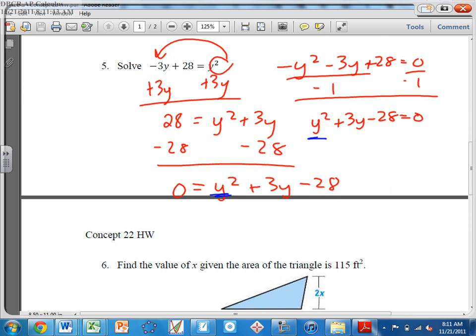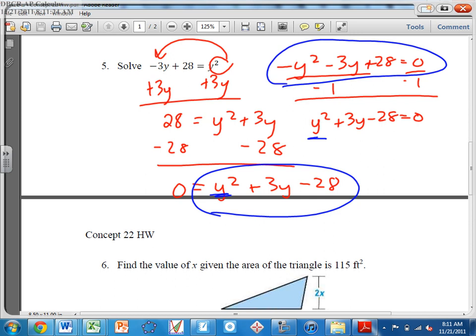You can always use the quadratic formula, absolutely. But you have to be in the correct form. This is standard form. Or this is actually also standard form. It doesn't matter. But Julia, you have to get into this form to use the quadratic formula. You've got to get a 0 on one side.